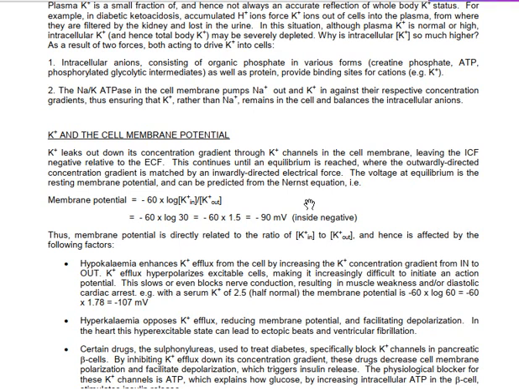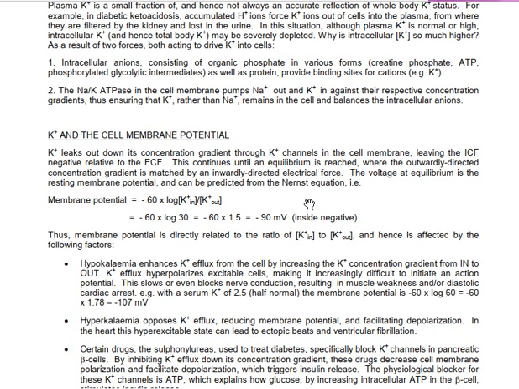Now we need to know that R is the molar gas constant, T is the temperature in kelvins, and F is the Faraday constant. When you put that in and convert the ln to log, you are going to have negative 0.059 divided by n, times log of the concentration of the product over the concentration of the reactants.